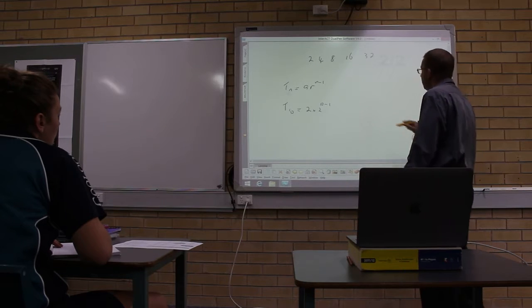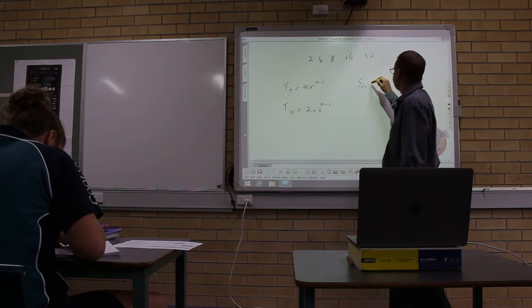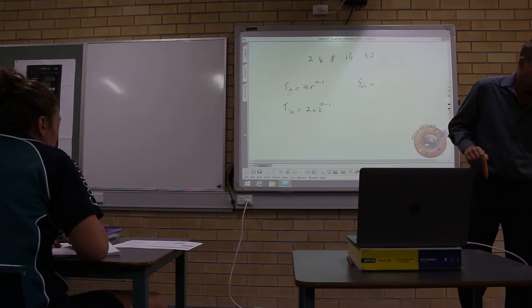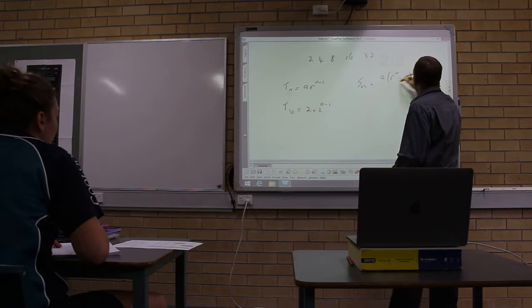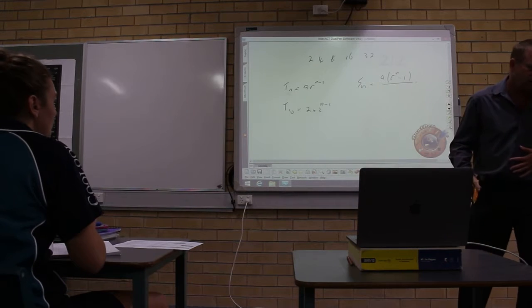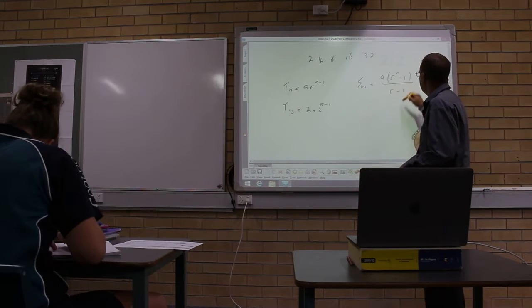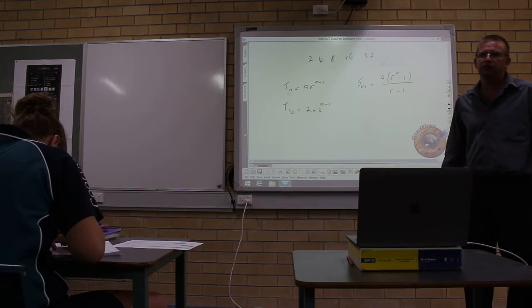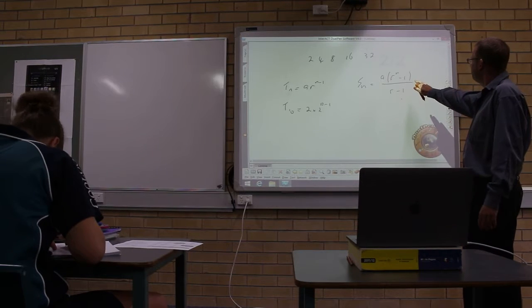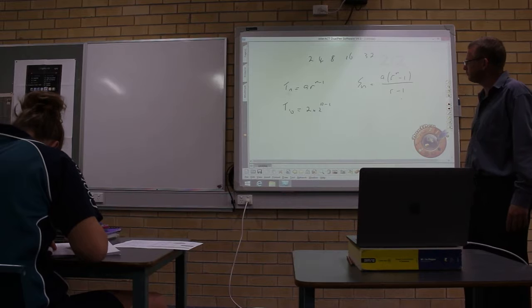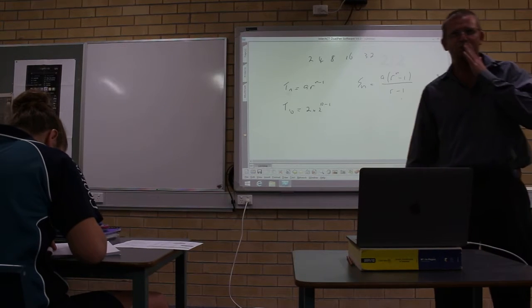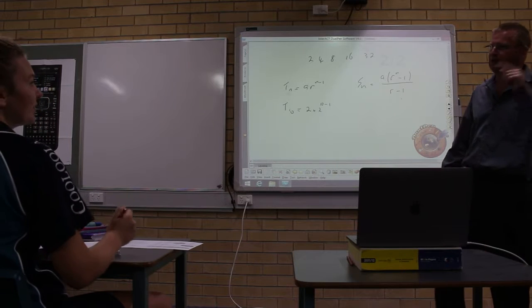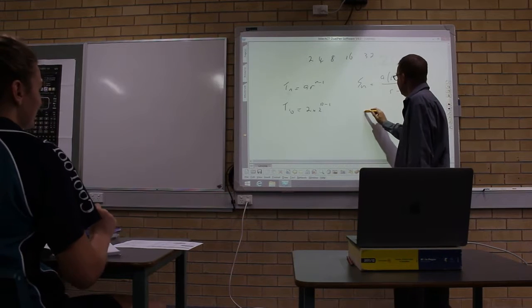And then we've got the sum. a r to the n minus 1. The sum of the first n is enough. And what's then coming up? Infinite. Yes, infinite elements.